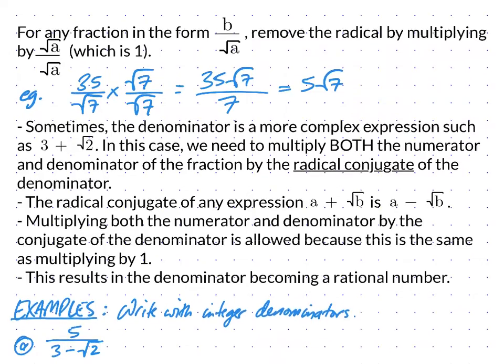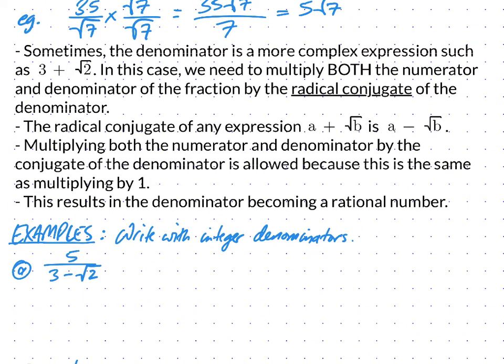Now, sometimes the denominator is a bit more complex, such as this, 3 plus root 2. In this case, you need to multiply both the numerator and denominator, not just by a radical. You need to multiply it by the radical conjugate of the denominator. So 3 plus root 2 is the denominator. The radical conjugate of any expression in the form a plus root b is going to be a minus root b. So you've just done the opposite sign between them. So the radical conjugate of 3 plus root 2 is going to be 3 minus root 2.